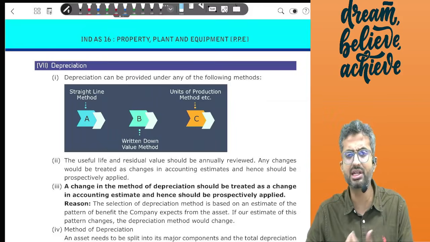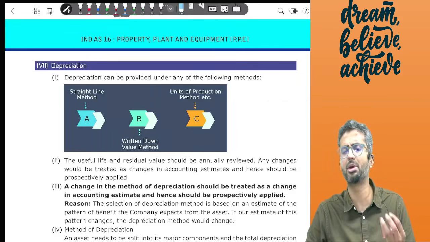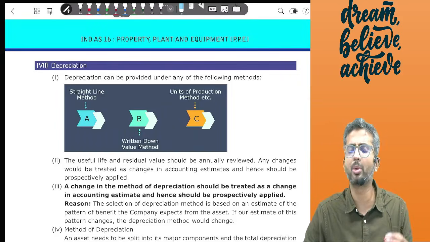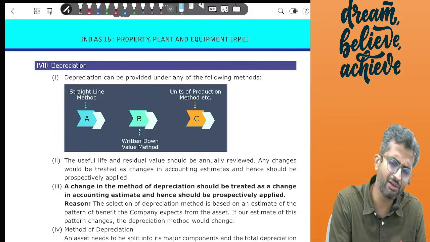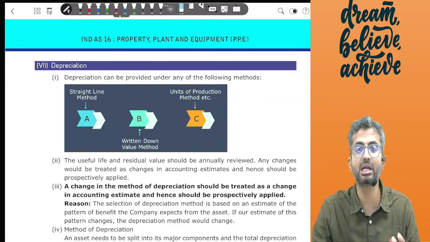And this depreciation can be done by using either the SLM method, WDV method, units of production method, or any other suitable method. Usually the data points that you need for SLM is the salvage value as well as the useful life. Now these are accounting estimates and these are bound to change.